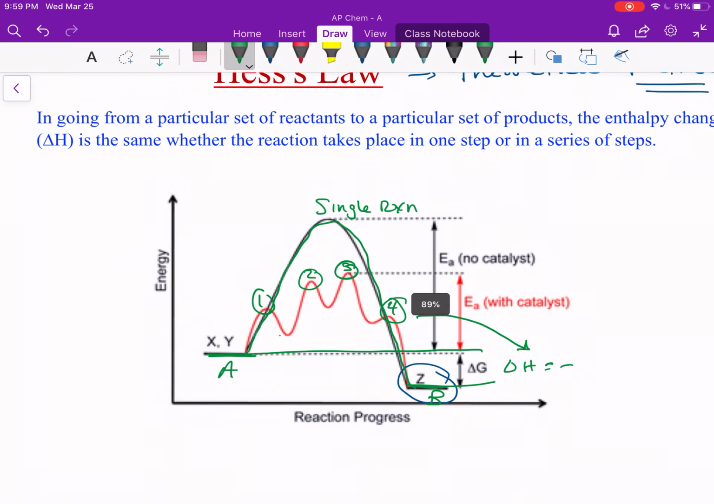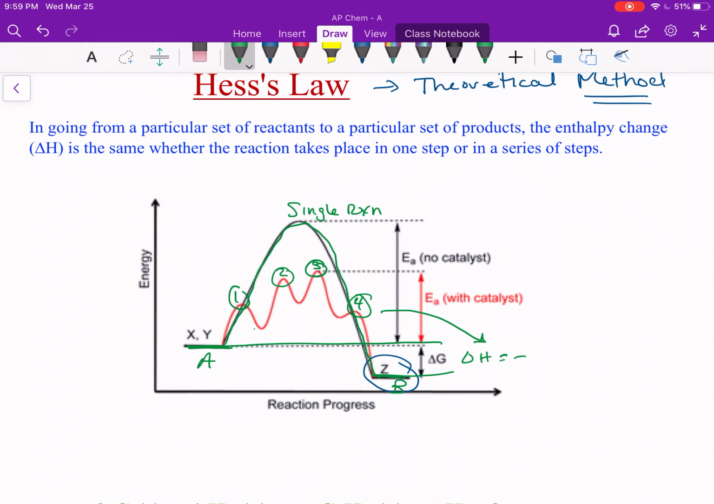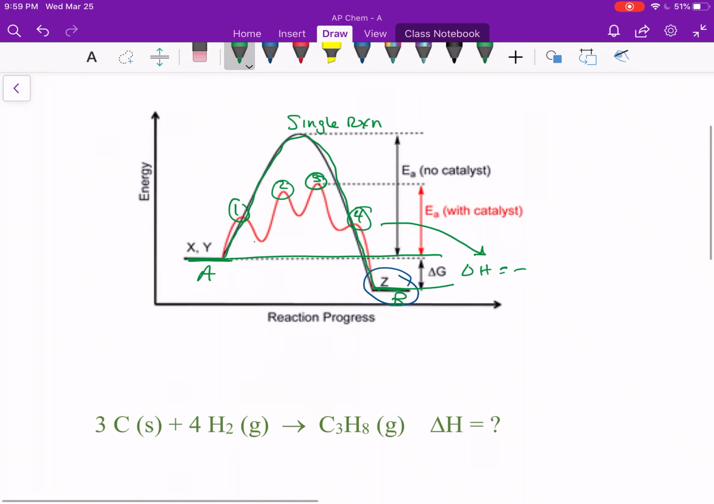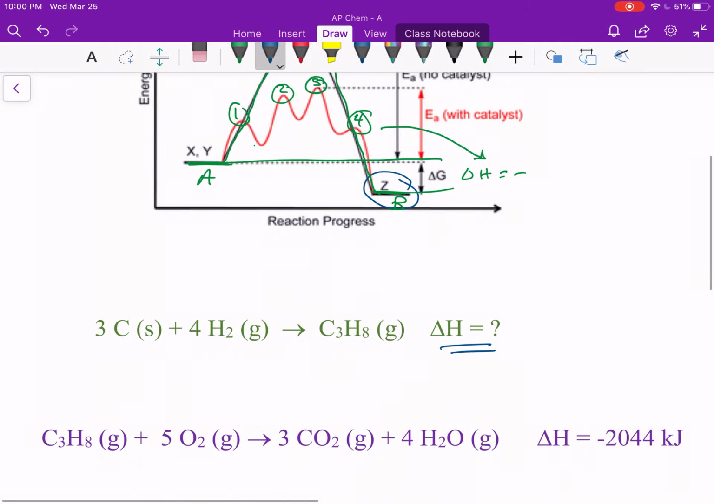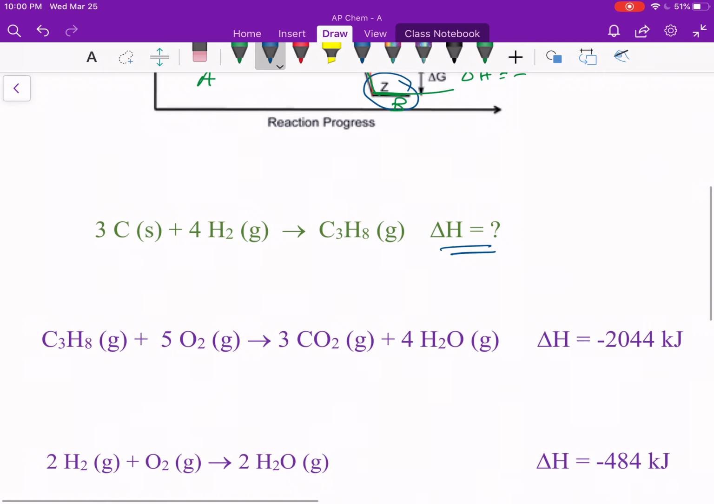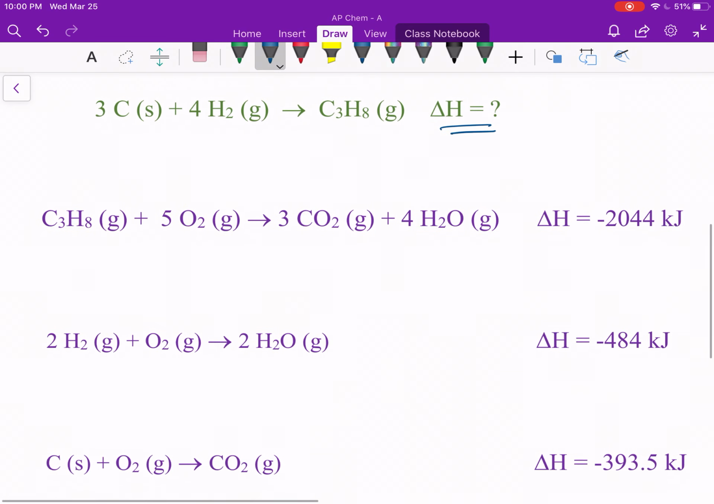So let's see this in action, right? For Hess's law, we're going to need a chemical reaction where we don't really know what delta H is. So we're looking for delta H. We don't know what the delta H for this particular chemical reaction would be. But what we do know is we have a series of chemical reactions where we do know the delta H because these are pretty common, right?